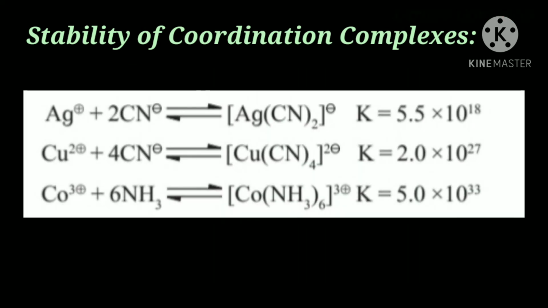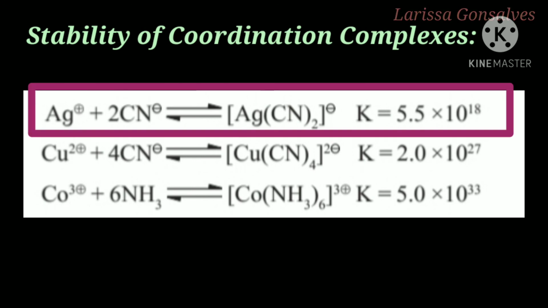Here are some examples which help us to identify the stability of coordination complexes. First is Ag+ ion, that is silver ion, which reacts with 2 CN-, that is the cyanide group, which gives the formation of a coordination complex, that is [Ag(CN)2]-, and the equilibrium constant K is found to be 5.5 x 10^18.